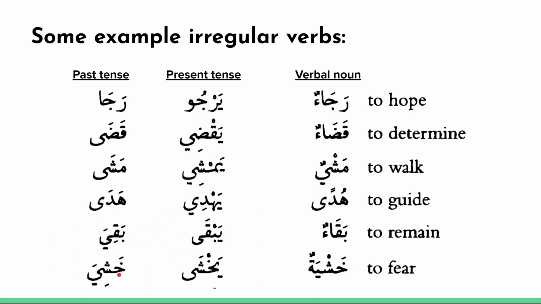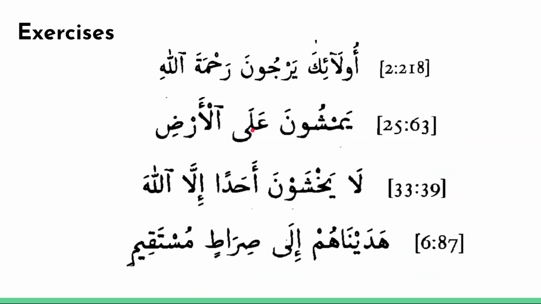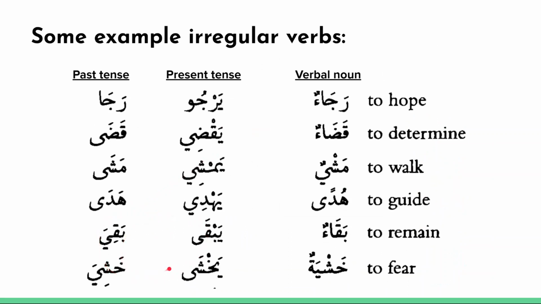Then we have here two important verbs, baqiya, to remain, and khashya, to fear. Both of them are used very commonly in the Quran. Here we have baqiya yabqa, khashya yakhsha. Both of these follow the last pattern that we saw, the radiya pattern. So the whole table will apply to both of these verbs.